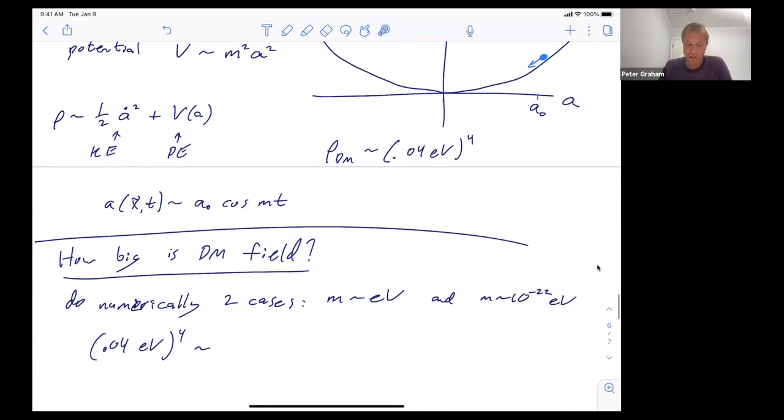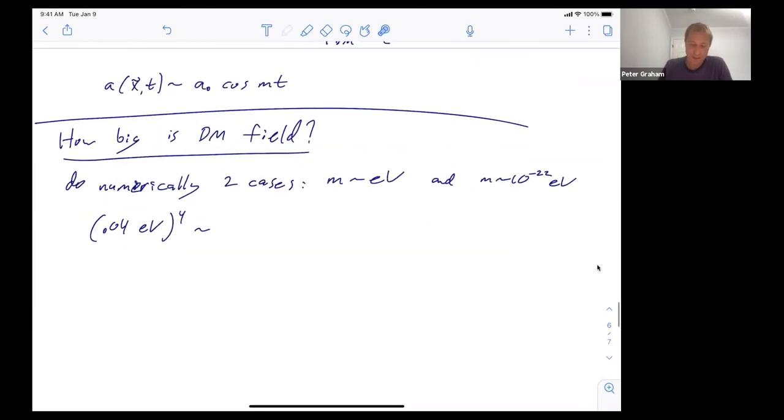Actually, if I really just want to know the amplitude of the field, this is a simple harmonic oscillator. It's wiggling back and forth in its quadratic potential. I can say right at the edge of the oscillation, where it's gone all the way up, it's stopped and it's about to come back down, right there the kinetic energy is zero. So I don't even need to use that term. And the potential energy is just m squared a naught squared. So I'll just equate this to m squared a naught squared, and that'll tell me the amplitude a naught. Okay, so we can solve for that. But first, is that clear? Are there questions on that? Which are really questions on what I mean by this field.